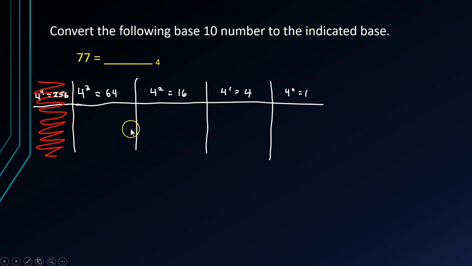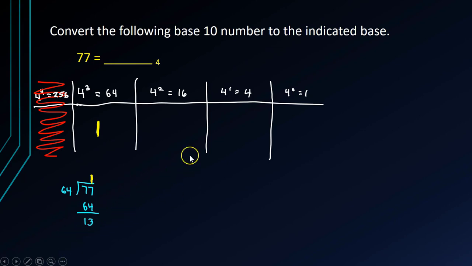So now I'm going to see, how many 64s can go into 77? Well, two 64s would be 128, so that'd be too much. So I could get one of these, carrying through the division, and I get 13 as a remainder. So the 1 would go here. This 13 is what's left over after I subtract the 64 from the 77. So I have 13 left to go into becoming a number base 4.